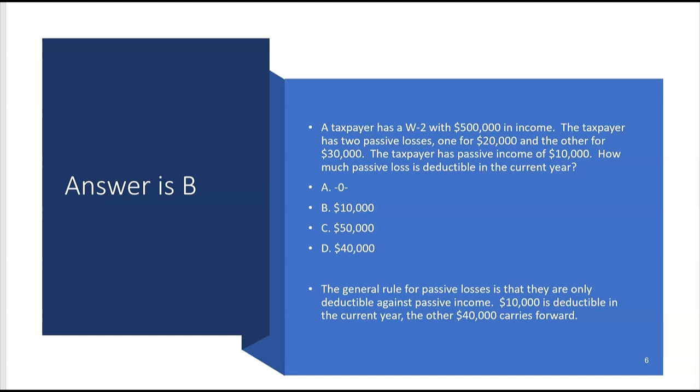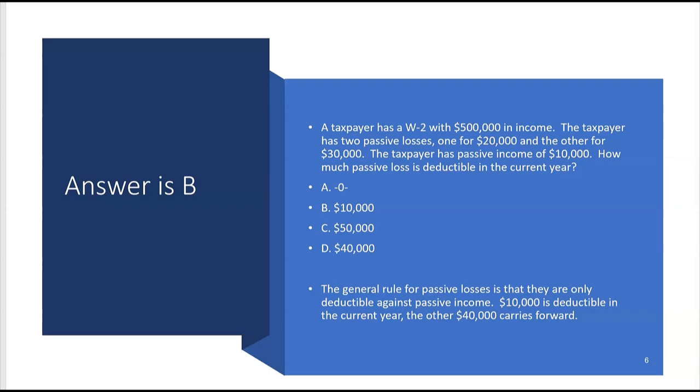So the answer is B, $10,000 is the amount of passive loss that's deductible in the current year, because you can always offset passive income with passive losses. But it's important to note that if there was no passive income this year, then the answer would have been 0 and all $50,000 would have been carried forward. But in this case, $10,000 is going to be the deductible passive loss and $40,000 will be the passive loss carry forward.